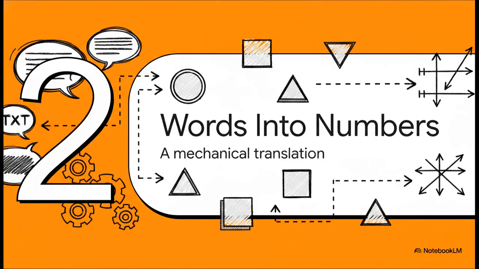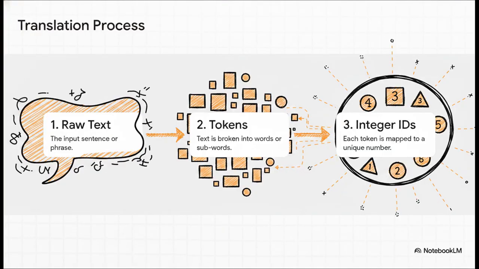So how do we actually begin this massive translation project? How do we go from text to something a computer can even begin to work with? Well, it starts with a simple, almost mechanical breakdown. It's really a three-step process. First, you take the raw text, just as it is. Then, you break it up into smaller pieces we call tokens. These are usually just words or maybe even parts of words. And finally, you assign a unique number, an ID, to every single token from a gigantic dictionary.